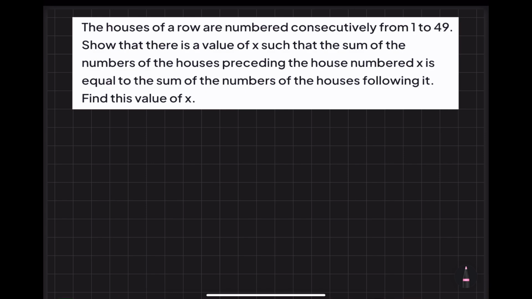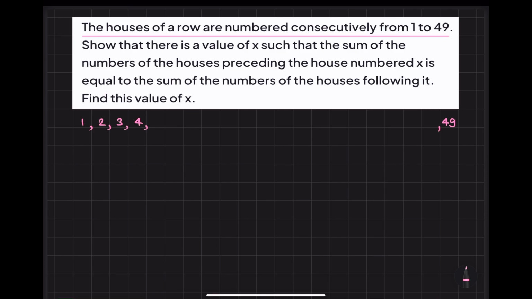So, we got a wholesome new problem which says the houses of a row are numbered consecutively from 1 to 49. Suppose that in a particular road there exist so many houses. The house number 1 is labeled as 1, then we have 2, then 3, then 4, and this keeps on going till we get house number 49.